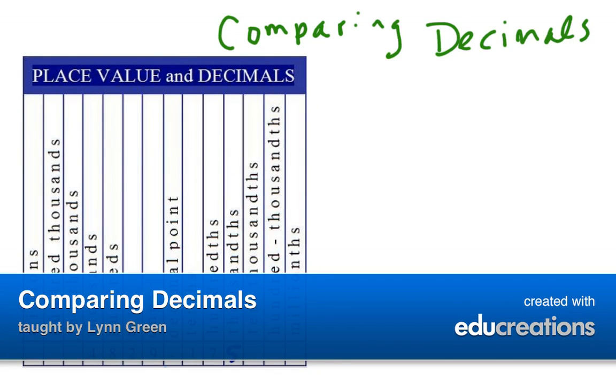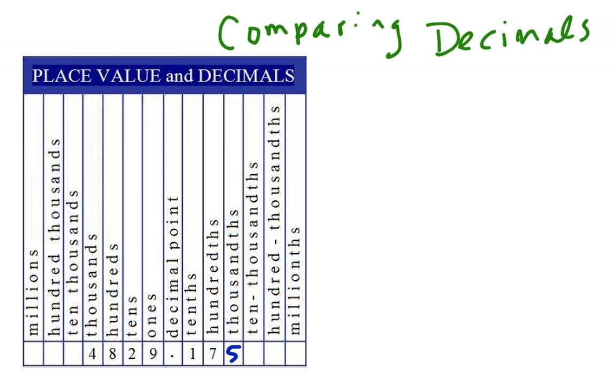Hi, it's Mrs. Green, and this lesson is on comparing decimals. So we're starting a new unit on decimals and percents. The first half of the unit will be decimals, reminding ourselves how to deal with decimal numbers and how to add and subtract, multiply and divide decimals. So we review the operations, the four operations in math.